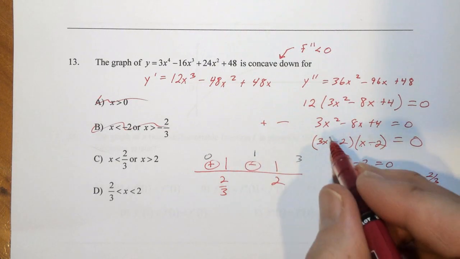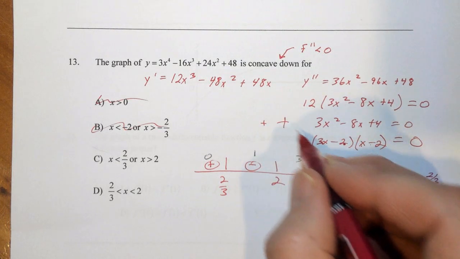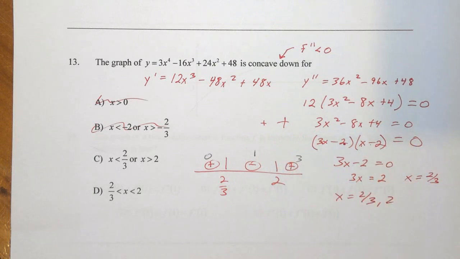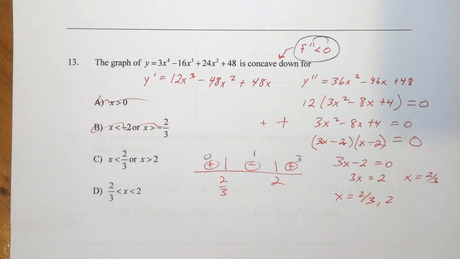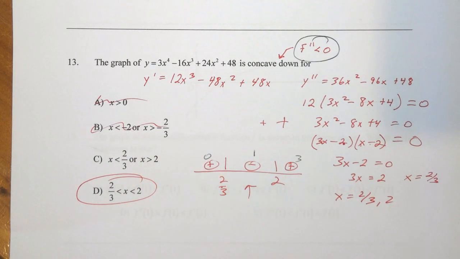And if we plug in 3, 9 minus 2 is positive, 3 minus 2 is positive, and positive times a positive is a positive. We're interested when f double prime is negative. That's the interval between 2/3 and 2. So our answer is D.